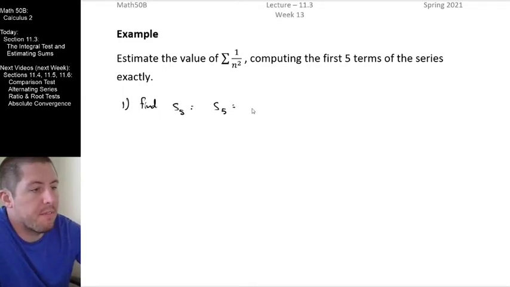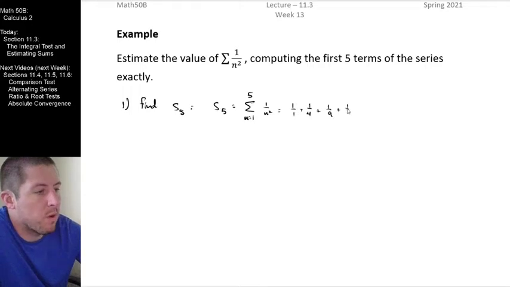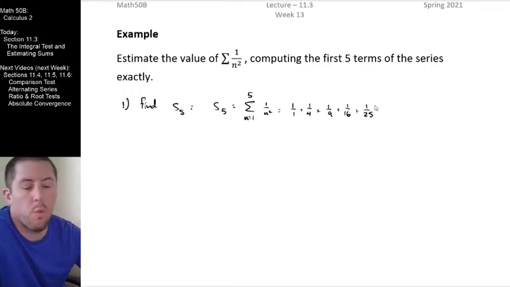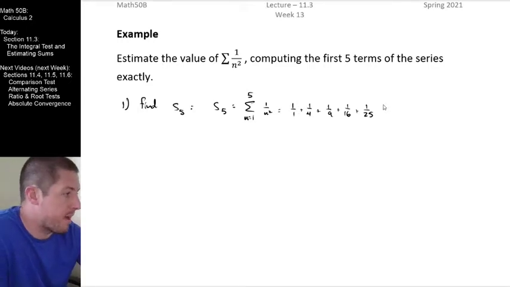S sub 5 is the sum from n equals 1 to 5. It's the first 5 terms of 1 over n squared. So that should be 1 over 1 plus 1 over 4 plus 1 over 9 plus 1 over 16 plus 1 over 25, right? That's the first 5 terms of 1 over n squared right there.